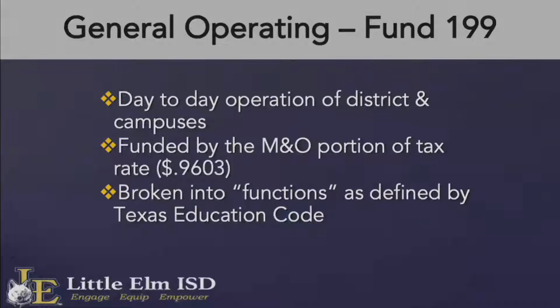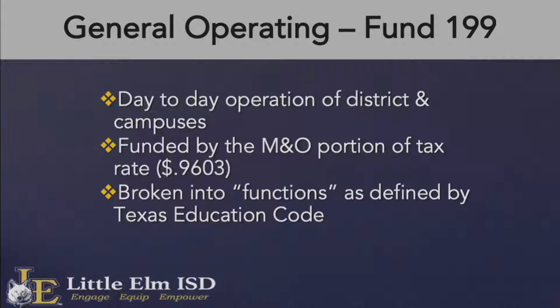But first, let's talk about the general operating fund, also known as Fund 199. We want to give you as many names as possible for it. But that, again, funds the day-to-day operation of the district and campuses. It's funded by that 96 cents, as well as the combination of that in the state funding formulas. So we receive state funding, we receive our local property taxes, and then just a smattering of other revenues that come from different sources that we'll also address in a moment.